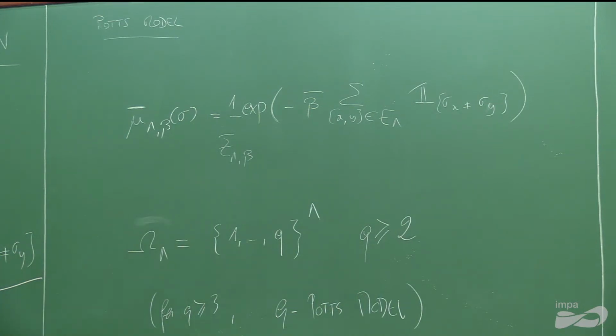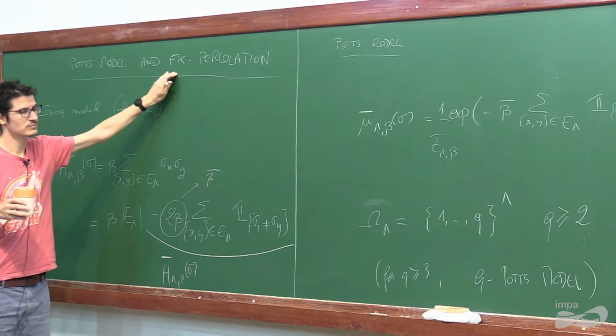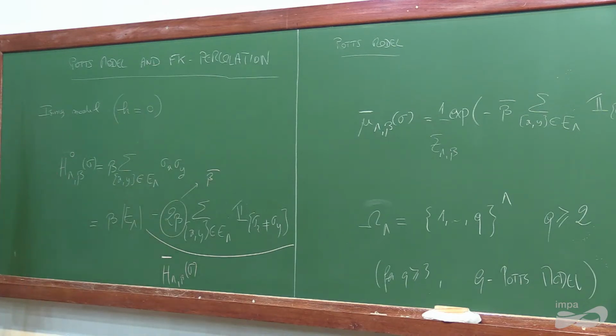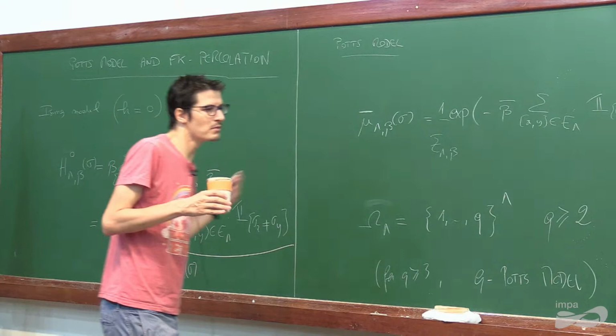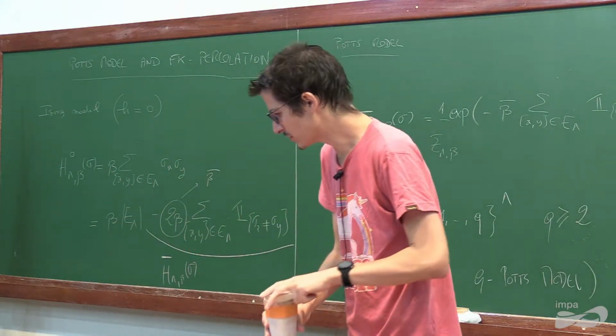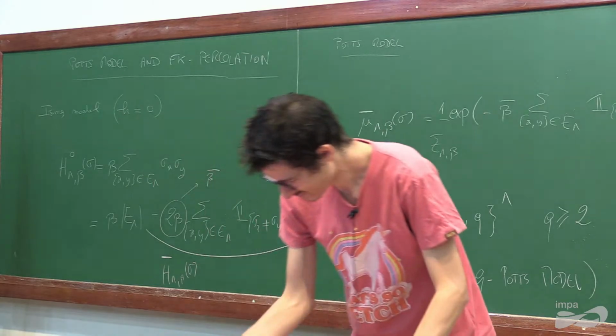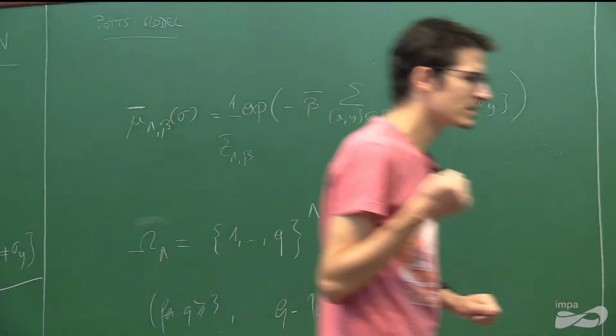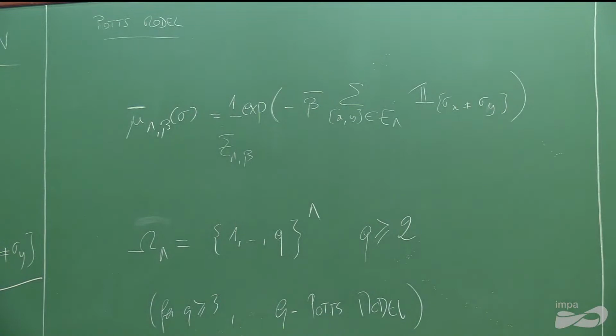Okay, so I think the most popular approach to study the Potts model is a representation of it which is called FK percolation. And it's a percolation model which, we will see, is strongly related to the Potts model in the sense that you can sample the Potts model by first sampling a configuration for the FK percolation and then doing some extra operation.